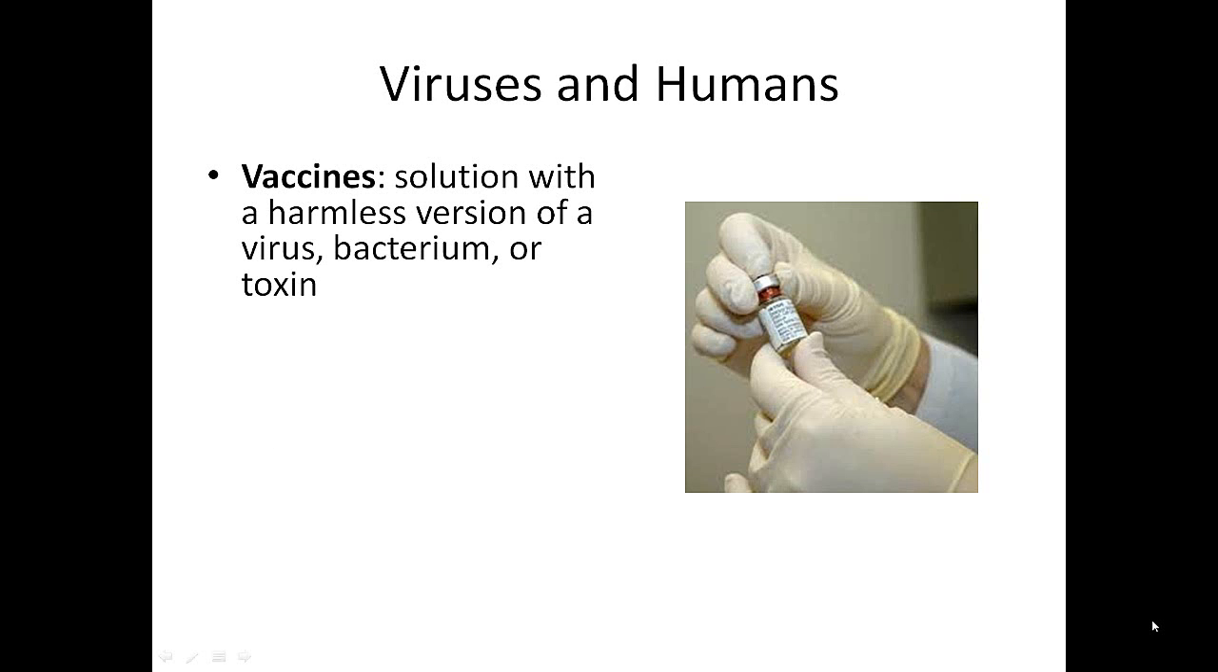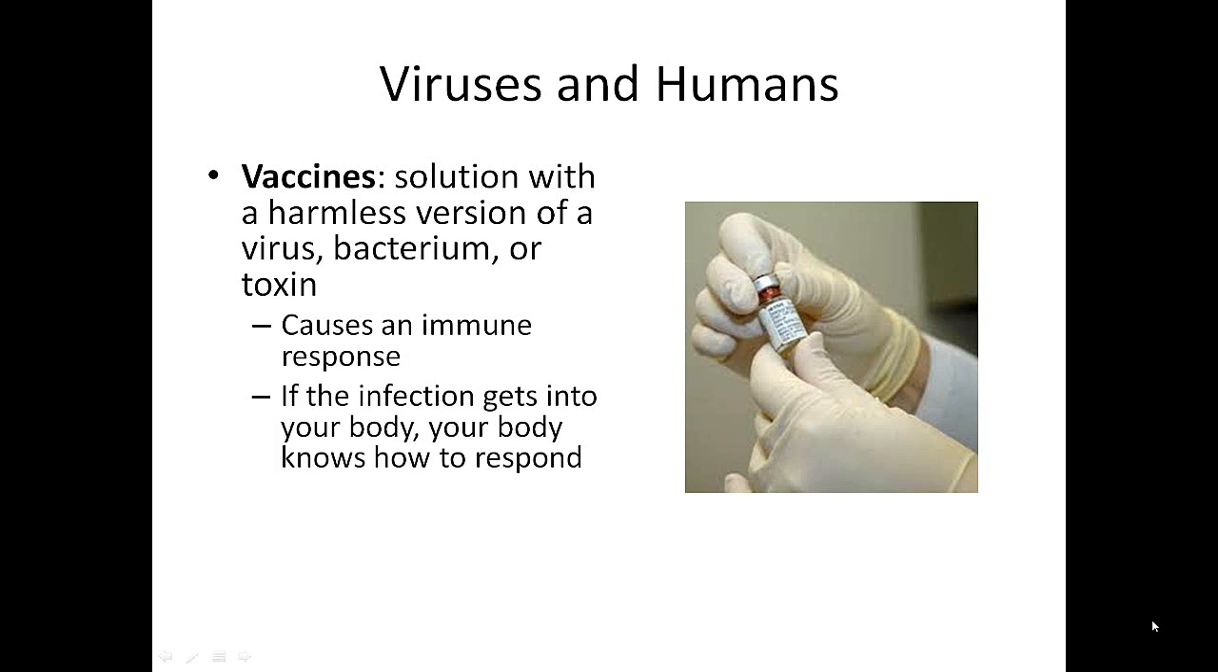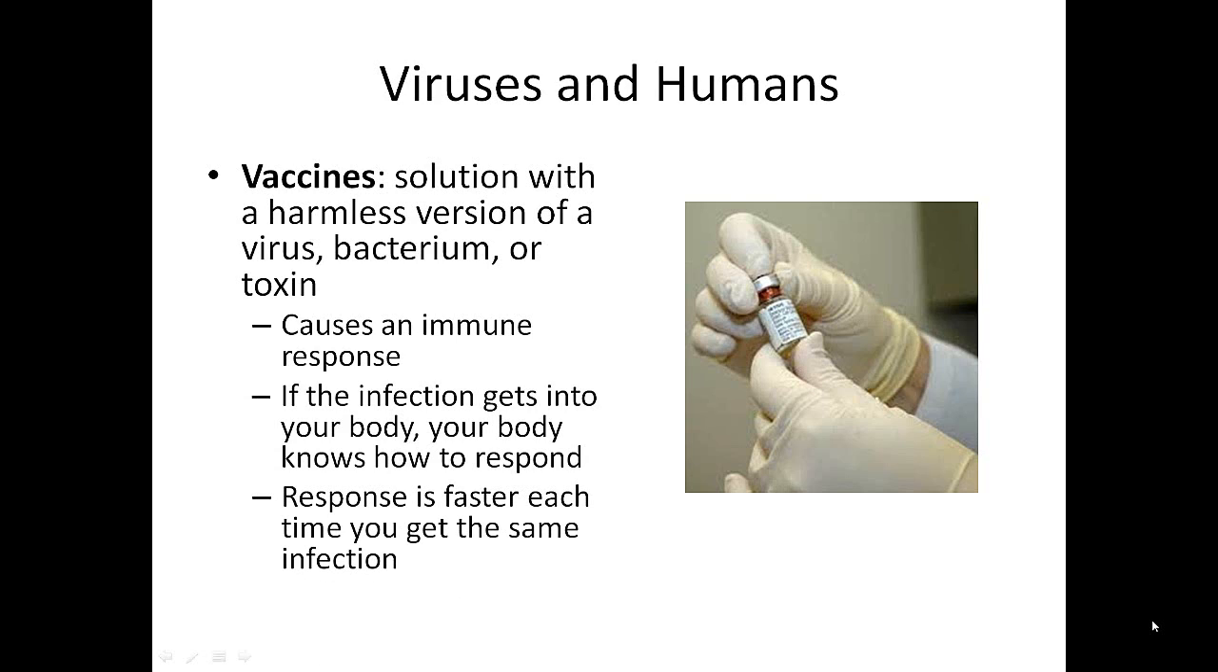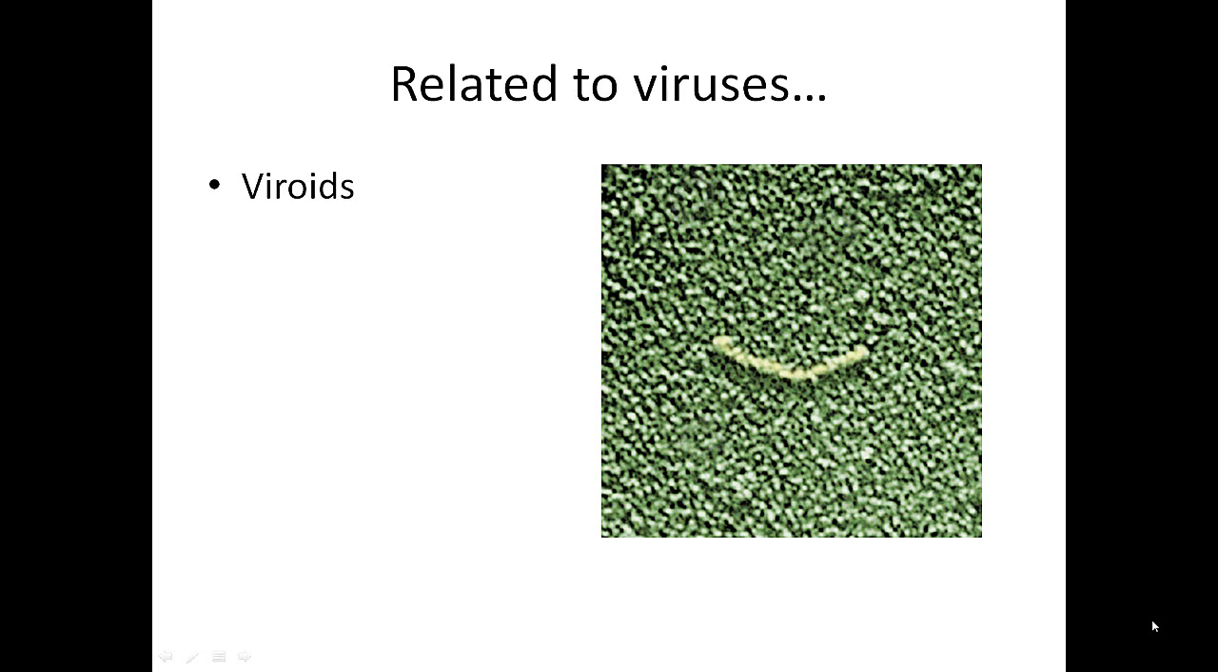We can help prevent getting sick from viruses with vaccines, which is a solution that's made up from a virus, a bacterium, or a toxin. And when it's injected into you, so let's say you get the flu shot, it causes your body to have an immune response against the flu. If you get sick with the flu then, your body reacts to it faster because it already knows what the virus looks like, essentially. The more often you get sick with the same thing, the faster your body responds. However, because viruses are constantly evolving, it's really hard to come up with a vaccine that will work for the rest of your life.